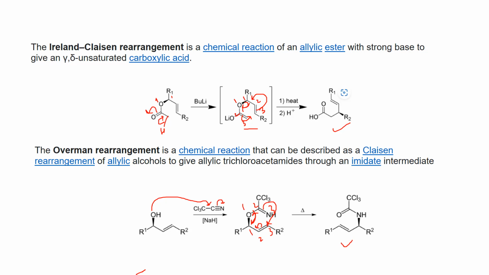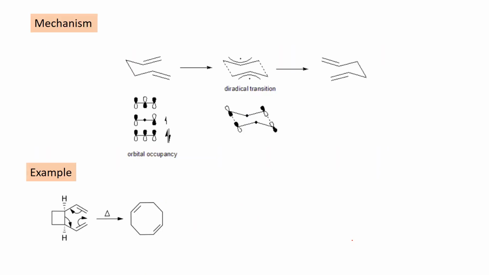Okay, so we have discussed three types of 3,3 sigmatropic reaction. So what is the mechanism of all three? All three go through a 6-member transition state. This 6-member transition state is called the Zimmerman-Traxler transition state. So it is going through a Zimmerman-Traxler transition state.